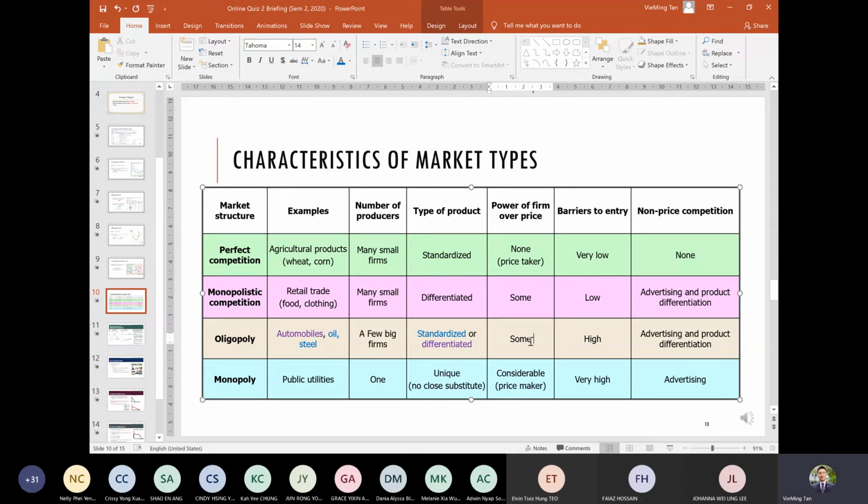How about barriers to entry? It is high, because it requires high technology to run the business. So you'll find it very hard to come in and compete with the existing firms. Then how about the non-price competition? Non-price competition can be through product differentiation and advertisement. Advertise the product and also through product differentiation.